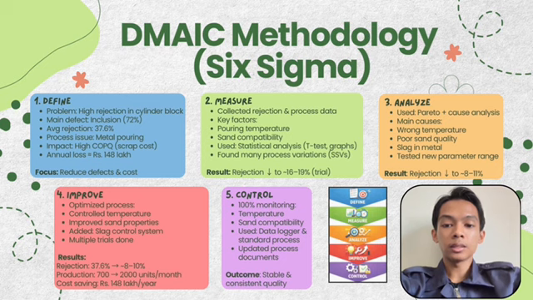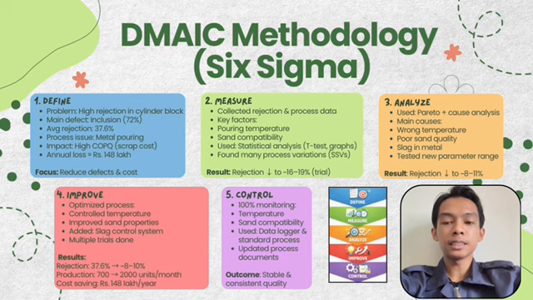For the third phase, which is the analyze phase, the root causes were identified using Pareto chart analysis. The main causes are the incorrect pouring temperature, poor sand quality, and slag entering the mold. After the improvement, the rejection reduced to about 8% to 11%. This step is very important because it focuses on identifying the root cause, not just the symptoms.